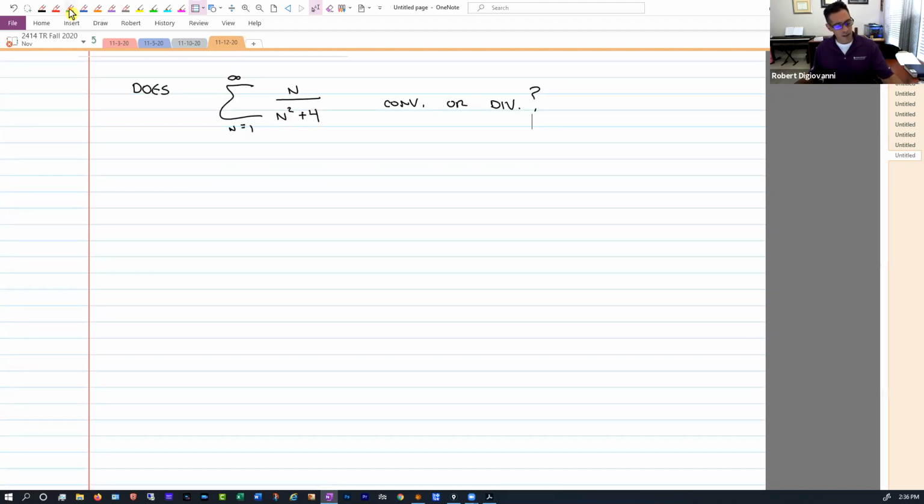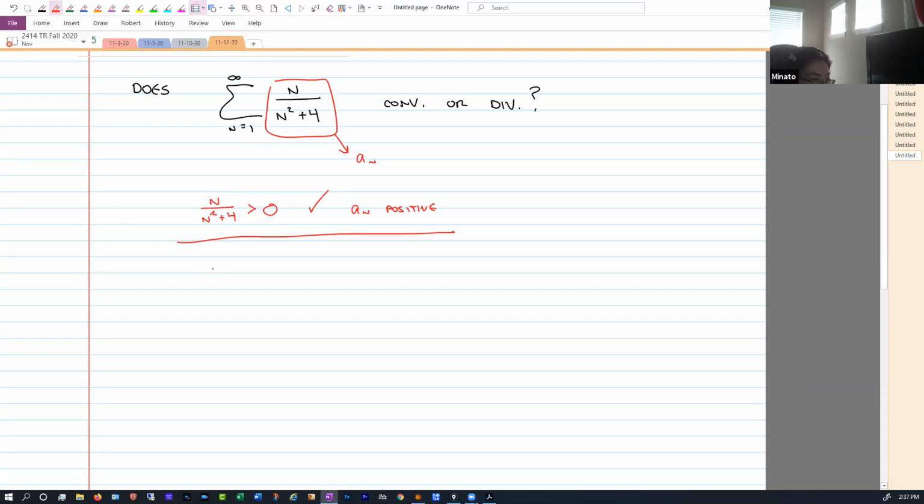But if I look at this, is this a positive sequence? If I look at the sequence itself, can you tell me, is n over n squared plus 4 always greater than 0? Yeah, because I'm plugging in values of n that are always positive. So this should always be a positive number. Great. And remember, this right here is our a sub n. So I know that the sequence is positive. All right, is the sequence decreasing?